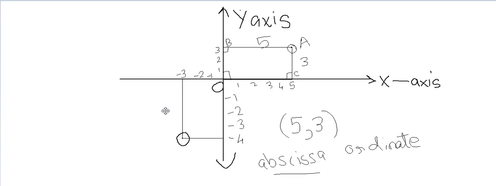So let me have another point in the third quadrant. So this time you tell me what will be the coordinates of this point D. This is quite simple. You see that D corresponds to -3 on the x-axis. So the x-coordinate would be simply -3. And on the y-axis it corresponds to -4. So the coordinates of point D are -3, -4.